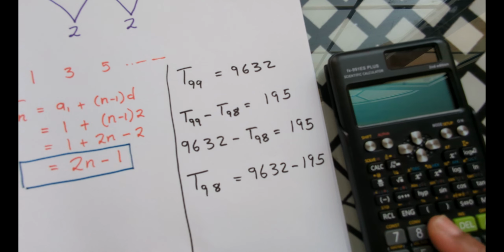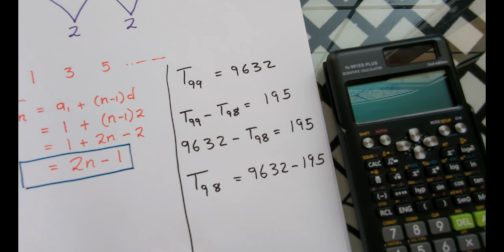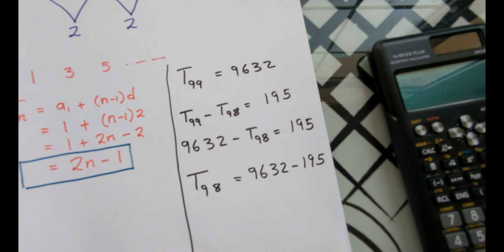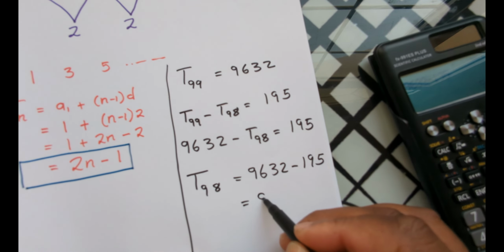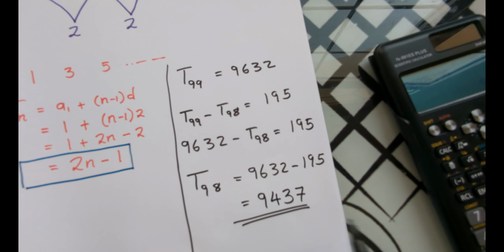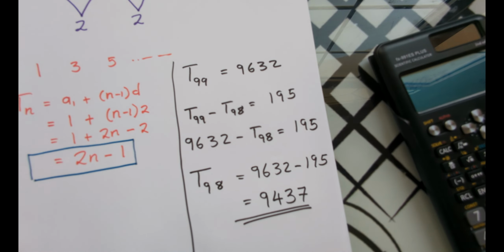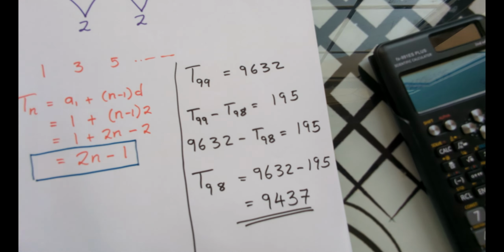So let's take our calculator. 9632 minus 195. This gives us 9437. So this is the 98th term. So that's it for question 2.2.1. Let's move on to the next part.